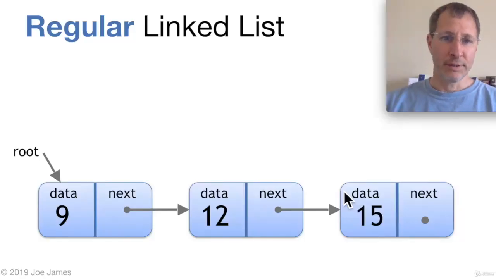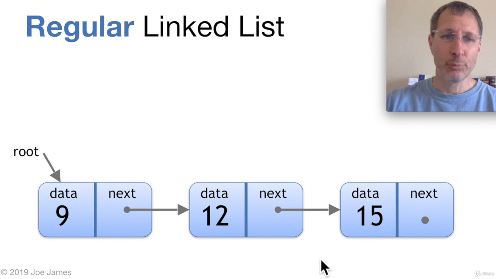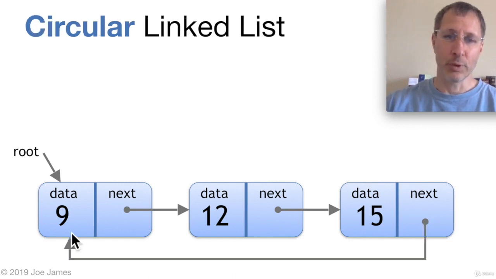So a circular linked list is almost identical to a standard linked list, except that from the very end node, instead of having a None pointer to the next node, it's going to have a loop back to the very beginning, to the root node.